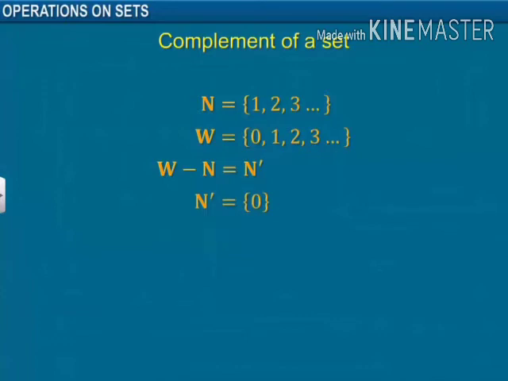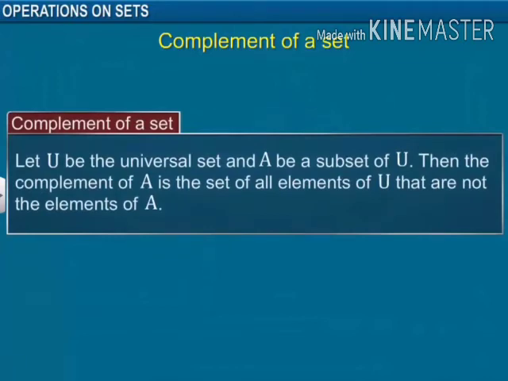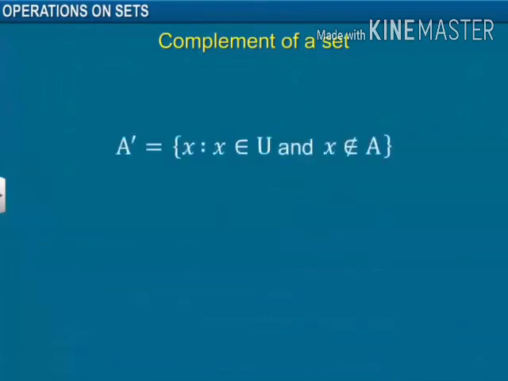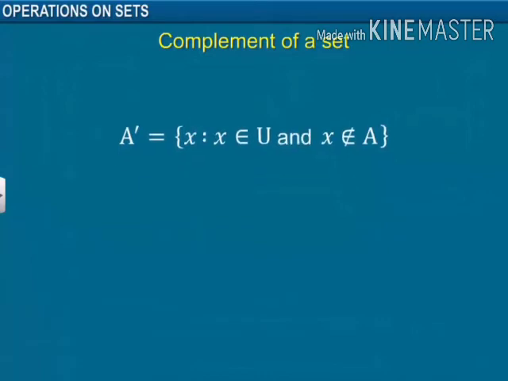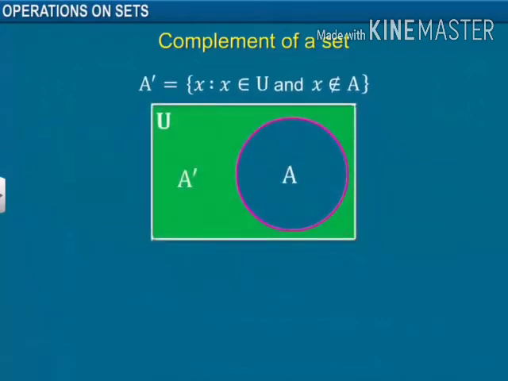Let U be the universal set and A be a subset of U. Then, the complement of A is the set of all elements of U that are not the elements of A. The complement of a set A is symbolically represented as shown. The Venn diagram representation of the complement of a set is as shown. The shaded region represents the complement of set A. It should be noted that the complement of a set depends on the universal set.